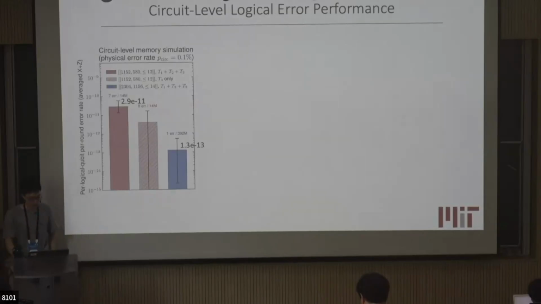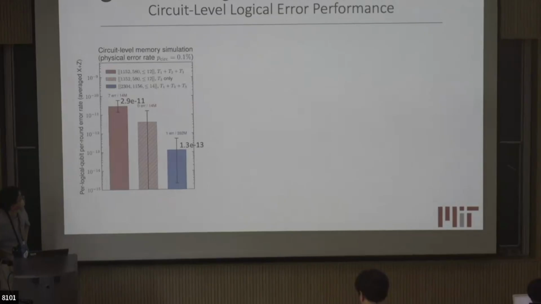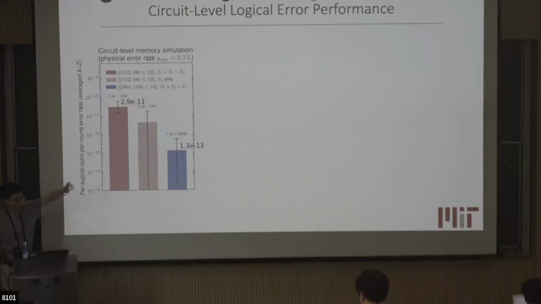Okay. So the circuit level logical error performance that we see is, for the smaller, like 1,000 qubit code, we saw 7 errors in 14 million shots. And these actually are limited by the earlier stages. So it's possible that if we further tuned, we could get even better performance. The larger code, we saw 1 error in, I guess it was 400 million shots.